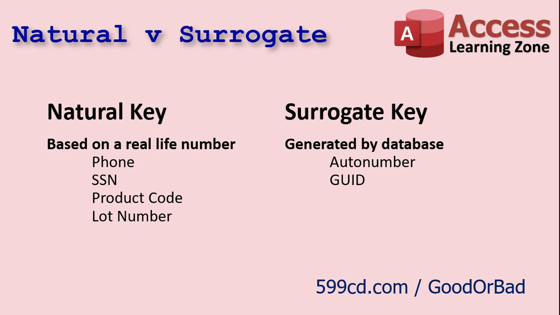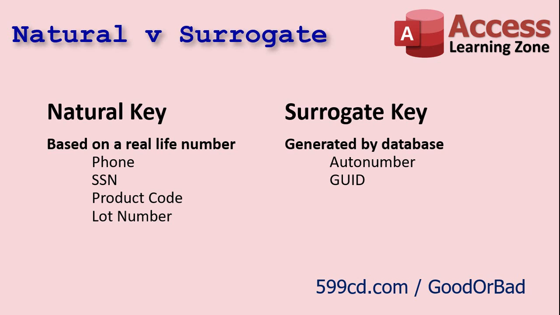A natural key is based on some number you find in real life, like a phone number, social security number, a product code, like your vendor gives you a product and it's got a number on it, right? A lot number, like real estate lot numbers, that kind of stuff. Those are all numbers that you can find elsewhere in the real world.